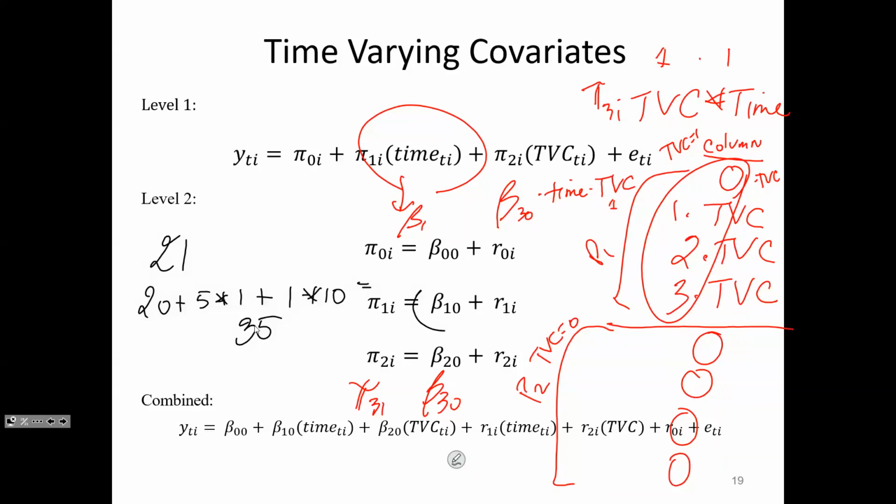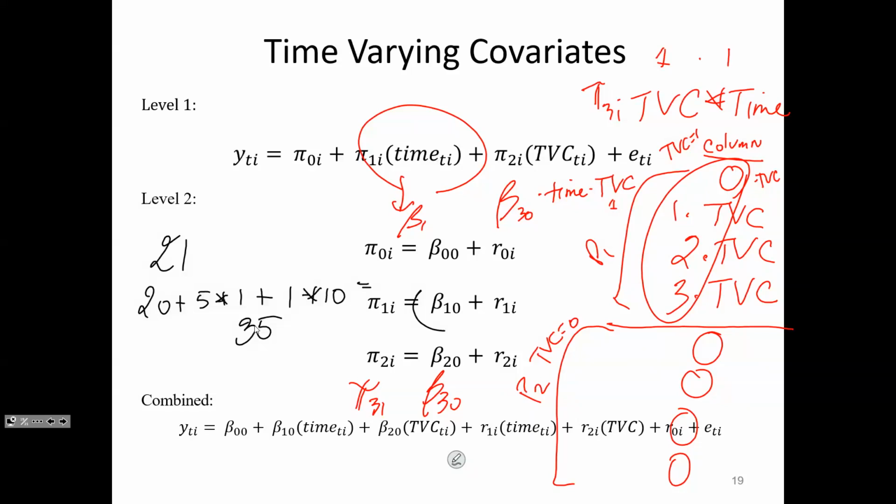And again, you have to be so careful when you're interpreting your parameters, because the intercept is not just when time is 0, but also when the time varying covariate is 0, right? And the slope is not just the growth slope overall, but it's really for somebody whose time varying covariate is 0, right? And if we want to know what the predicted growth slope is for somebody whose time varying covariate is 1, then we have to be thinking about this interaction term too.